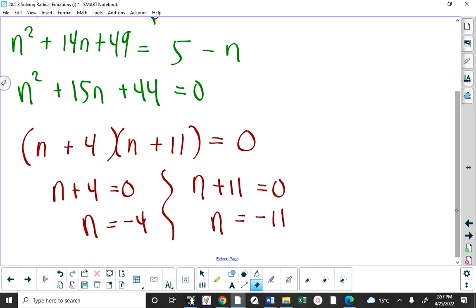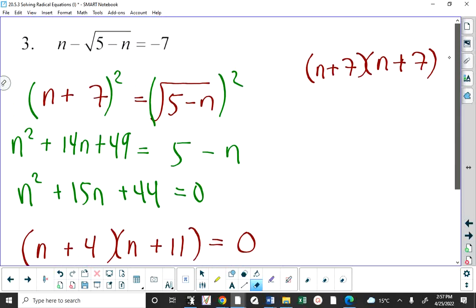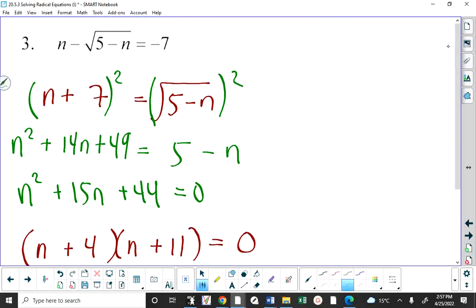Now before I finish this question, let's do the restrictions, okay? And this might be the last example we do, and I'll give you a few to practice for tomorrow, okay? Let's do the restrictions here. The restrictions would be found by saying 5 minus n must be greater than or equal to 0.